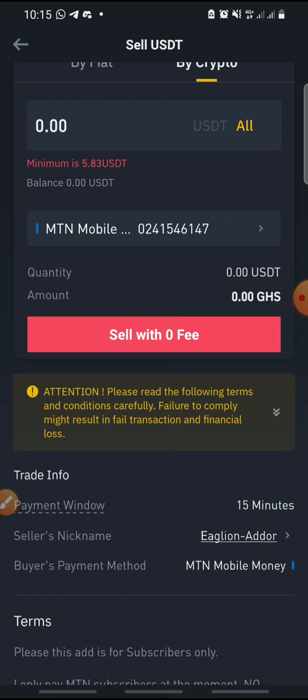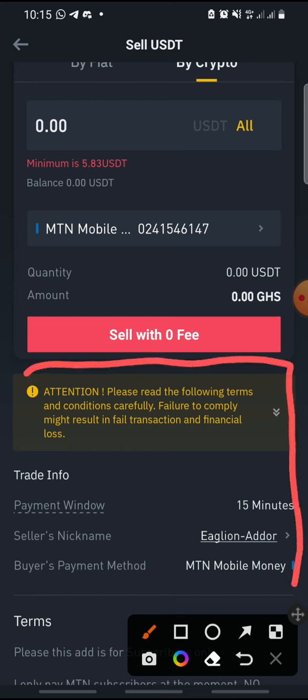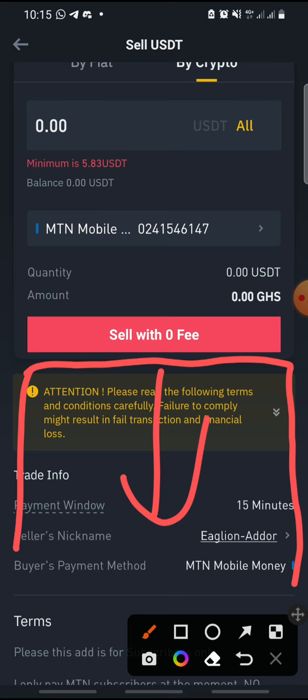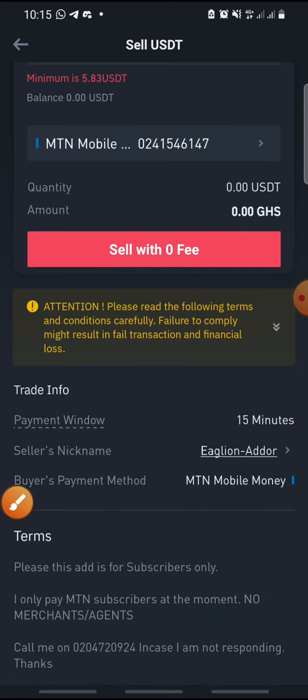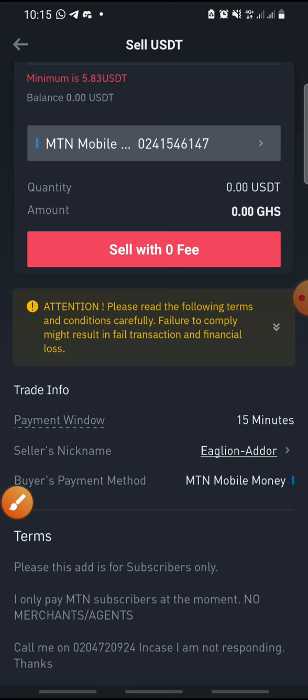Then I read this one. Please, this information is also very important. Read this one down, everything down. Read it, very important. So look at his terms here. He's saying that please, this ad is for subscribers only. I only pay MTN subscribers at the moment, no merchant or agent. So he doesn't send money to agent.